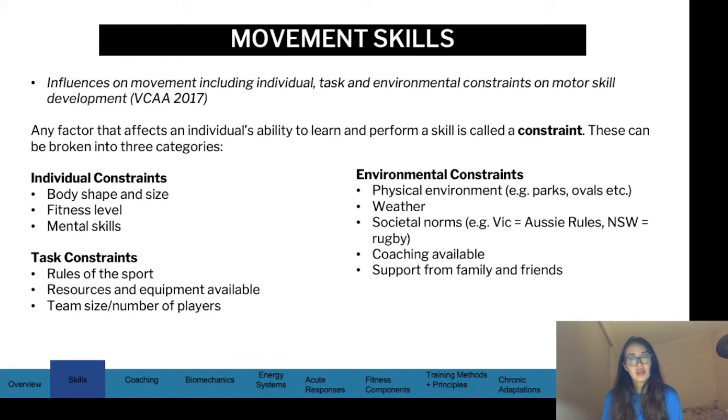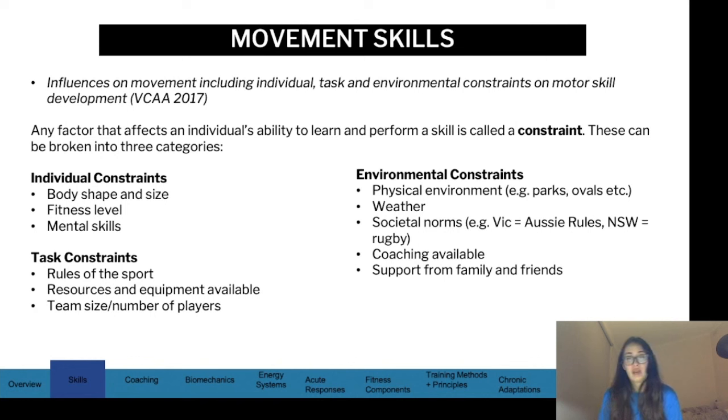And then we've got things such as environmental constraints. And these include things which you can't really control. Like, they're definitely out of your control. So things such as the physical environment, such as parks, ovals, etc. So it's like saying, you know, I can't just change that there's no football pitch in my street. You can't just change that really instantly. So it's going to be an environmental constraint.